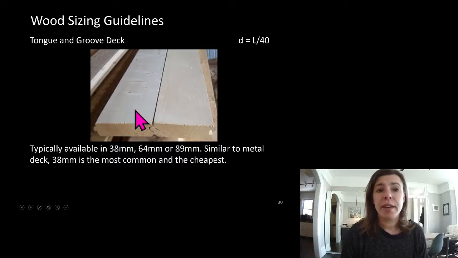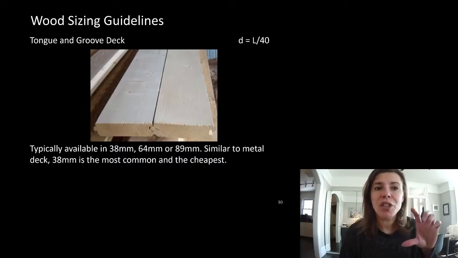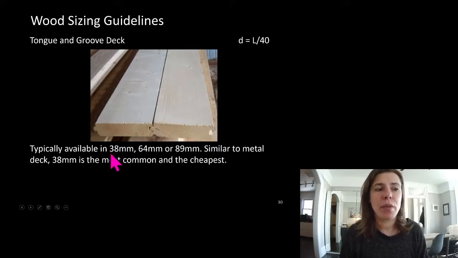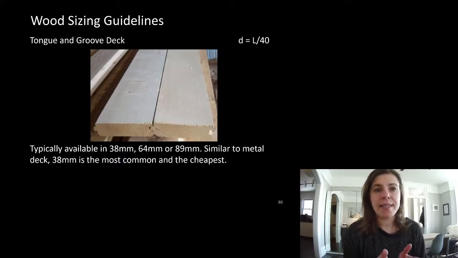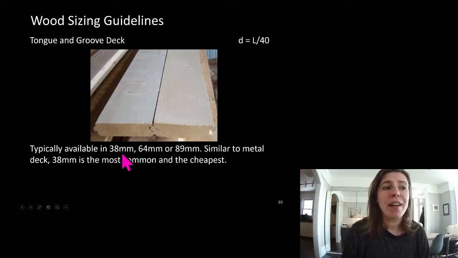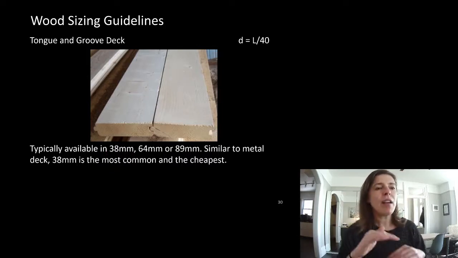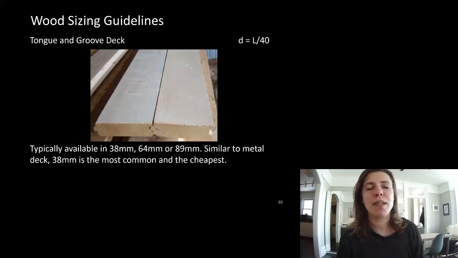We had tongue and groove deck, which was milled to 38 millimeters, which is our inch and a half of our 2x material. When metal deck came out on the market, they were like, hey, we want you to use our product instead. And so what we've done is we've made it match the depth of your wood element so that you can just replace wood on your project and put in our metal deck. You're not going to have to change your datums. You're not going to have to do anything. So it was a really smart marketing campaign on how they developed that material.